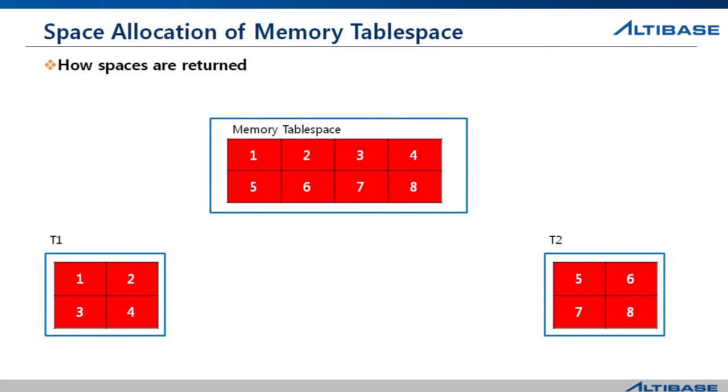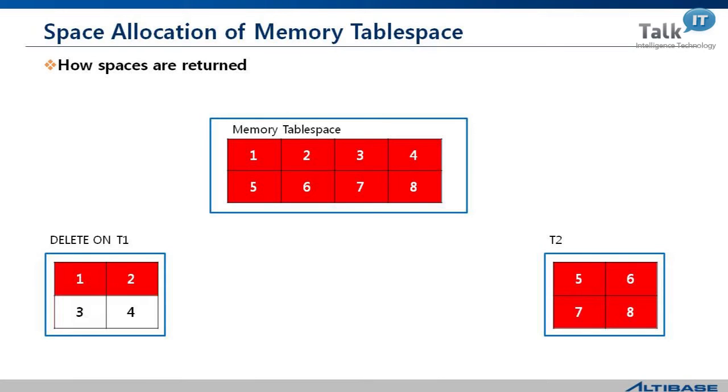But let's delete some data from T1 and see if the free page is returned to the table space, so that the memory table space allocates a free page to T2 and inserting into the T2 table would work. So let's delete some unneeded data from T1. We execute the delete statement on T1. As you can see, some data from T1 is deleted, the pages 3 and 4, so their page status is changed from used to free, but the memory table space remains the same.